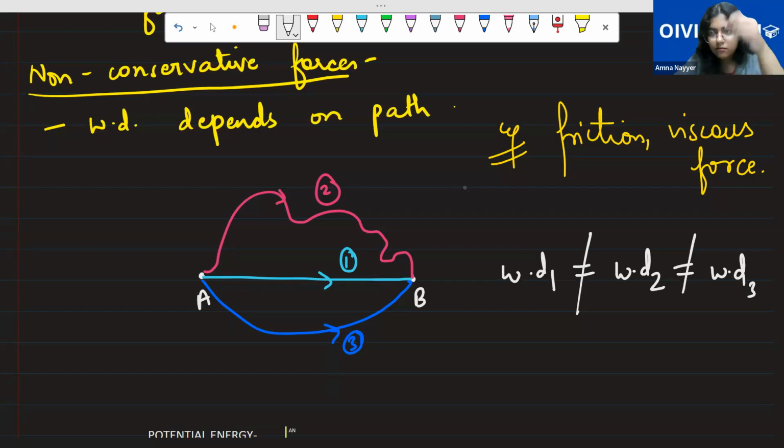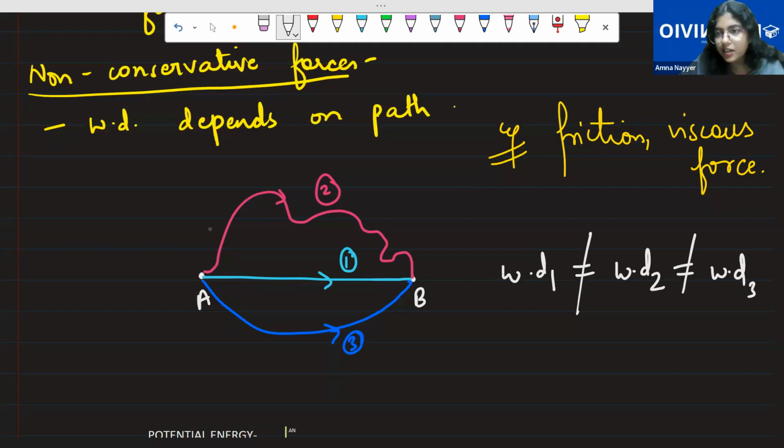You take a ball, you drop it, the ball will reach fast. You drop it in a bottle full of honey, it will take a lot of time to reach the bottom. In fact, it can just stick at one place also. So these are dissipative forces. Those are non-conservative forces. Here you cannot apply the concept of potential energy.